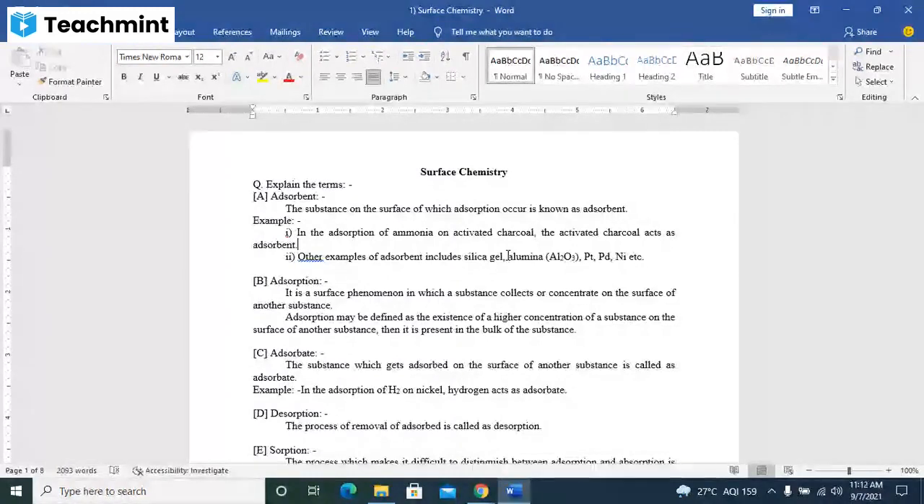एडसॉर्प्शन, it is a surface phenomenon in which the substance collects or concentrates on the surface of another substance. Adsorption may be defined as the existence of a higher concentration of the substance on the surface of another substance than is present in the bulk of the substance. Simple definition, surface के ऊपर डिपॉजिट होना या concentrate होना, उसे हम क्या कहते हैं, adsorption.